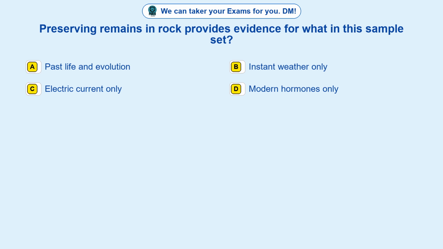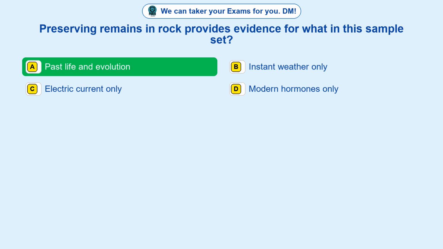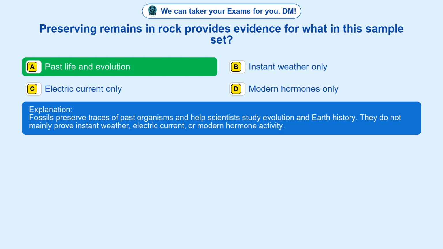Question 95. Preserving remains in rock provides evidence for what in the sample set? Option A, past life and evolution. Option B, instant weather only. Option C, electric current only. Option D, modern hormones only. The correct answer is option A. Past life and evolution. Fossils preserve traces of past organisms and help scientists study evolution and Earth history. They do not mainly prove instant weather, electric current, or modern hormone activity.